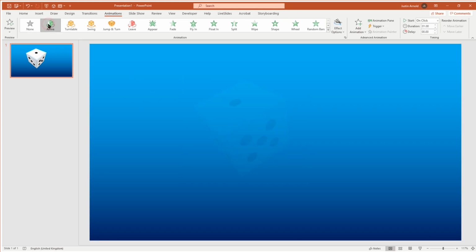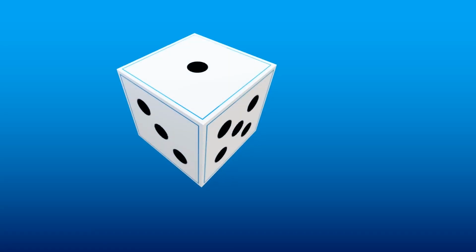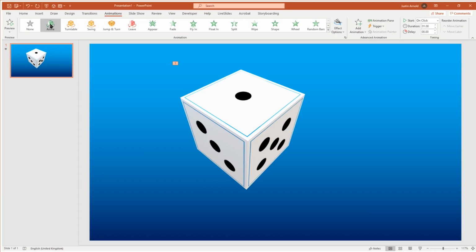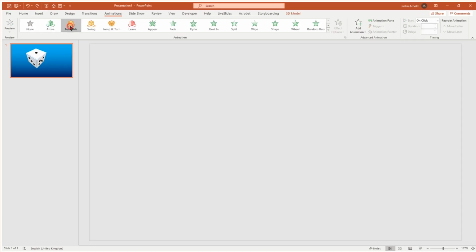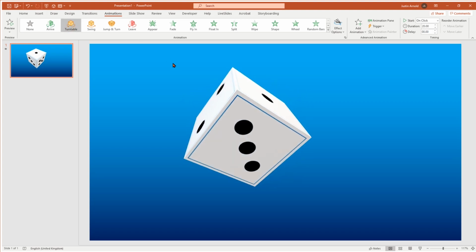So if we click arrive, for example, you can see that that 3D model kind of fades in and then rotates a little as well. So we've got that one. You've also got a turntable, which is something that simply rotates it around and spins it around.